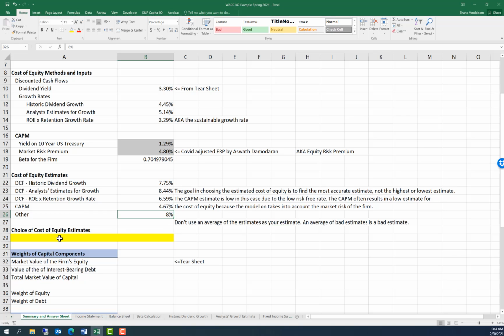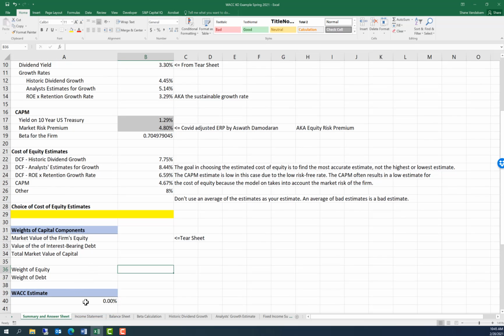So the next step, I've got this yellow highlighted area here. I want to demonstrate how to put in a drop-down list to put your estimate in here. What a drop-down list allows me to do is to change my estimate for the cost of equity for use in this weighted average cost of capital model very easily, so I can see what happens as I change the different estimates up here.